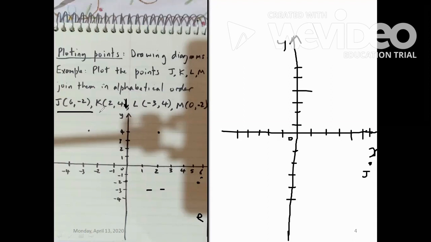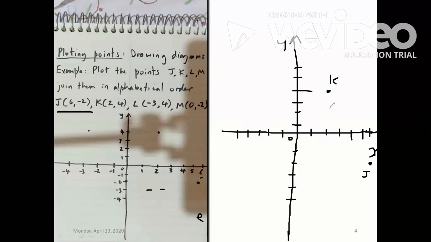K now. Can somebody tell me which quadrant you would find K? It would have been the first. Why is that so? Because all these values are positive. So x is 2, which is right here, and y is 4. 1, 2, 3, 4. So there goes my K.